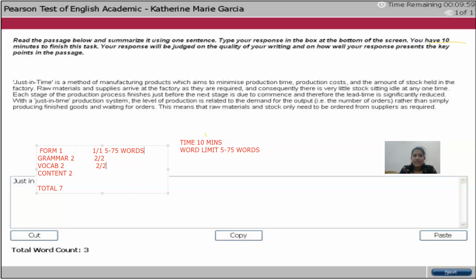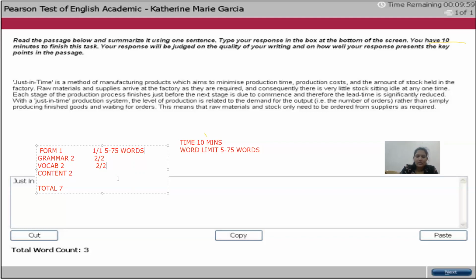The time allotted is 10 minutes. Let's say the 10 minutes are over, so the screen will vanish. So please make sure you do not take more than 10 minutes to write a summary.